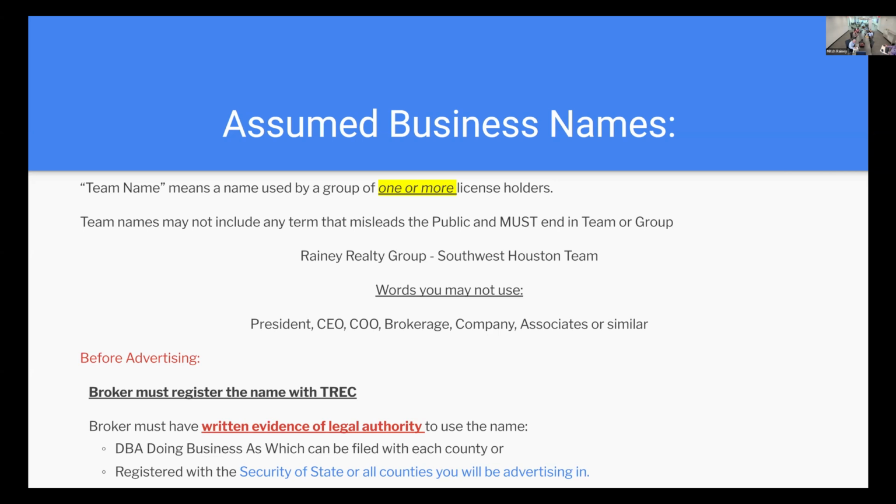If you're going to do it across the state, get yourself an LLC. When you're doing the LLC, it'll ask you which counties, and you can hit all, so you have all the counties in Texas.